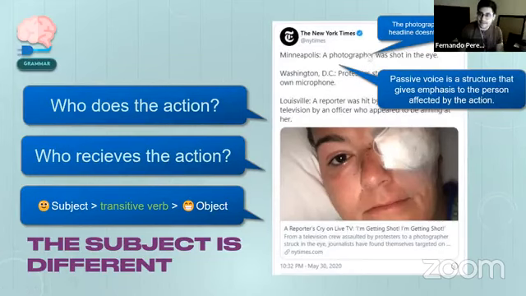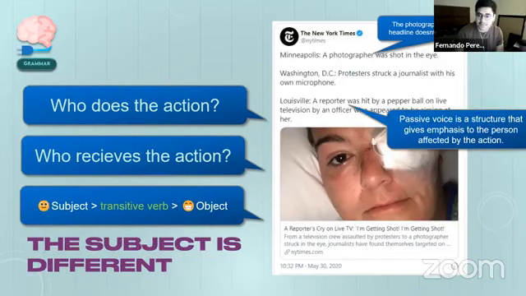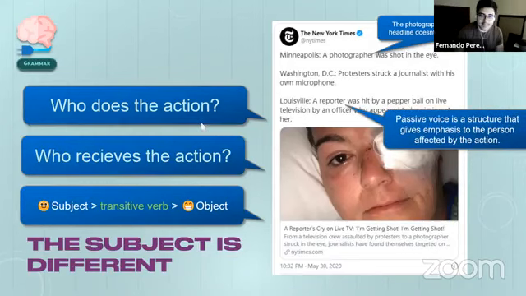In the first example, the most important information is a photographer. The subject is always the main focus point. But in the second example, it's passive voice. Passive voice is a structure that gives emphasis to the person affected by the action. In the first and the final example, we are giving more emphasis to the reporter.